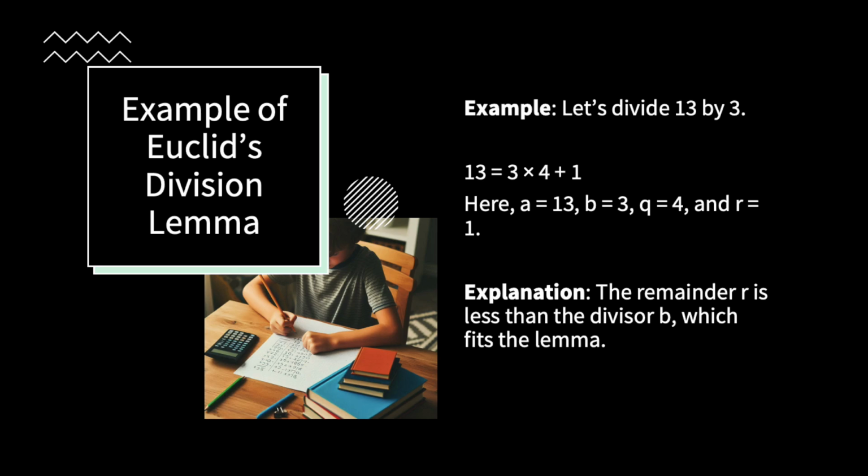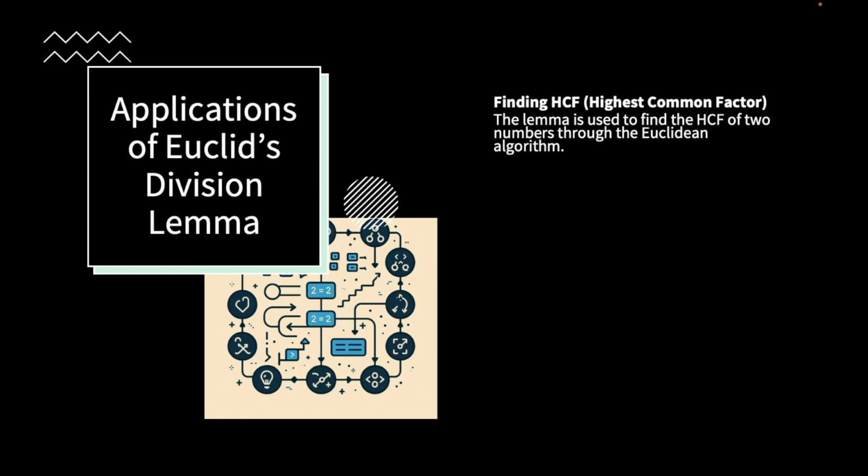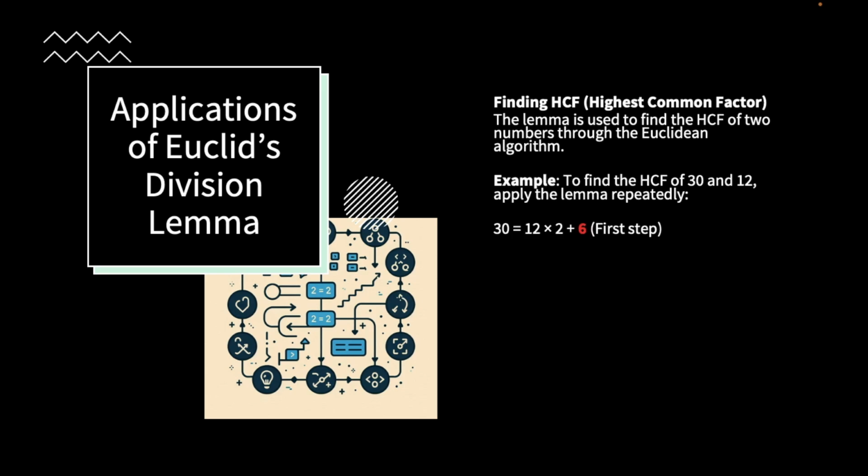Now, let's see how this lemma is applied. One of the main applications of Euclid's division lemma is finding the highest common factor, or HCF, of two numbers. This is done using the Euclidean algorithm, which involves applying the lemma repeatedly. For example, to find the HCF of 30 and 12, we first express 30 as 12 times 2 plus 6. Then we apply the lemma again to 12 and 6. The process stops when the remainder is 0, and the divisor at that point is the HCF. In this case, the HCF is 6.